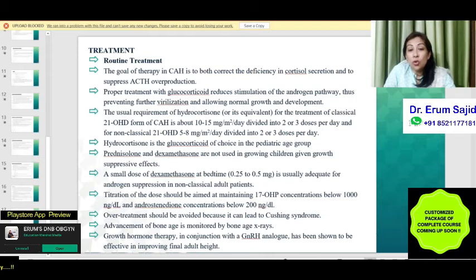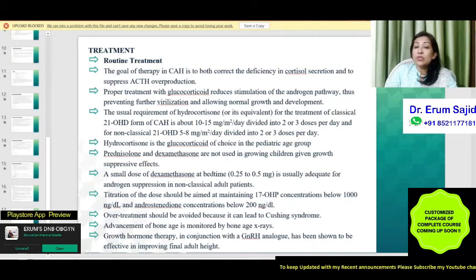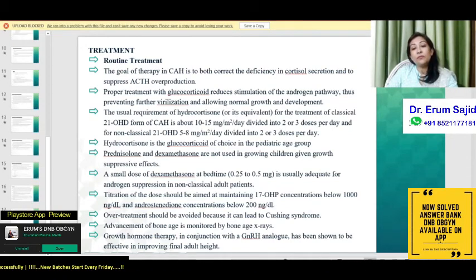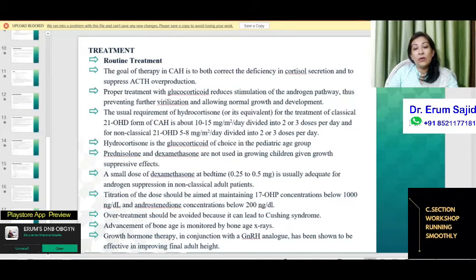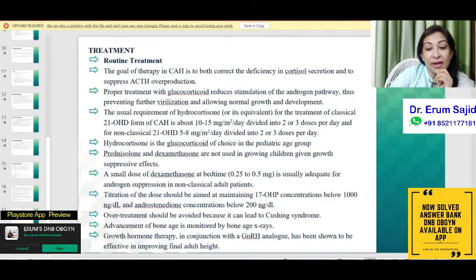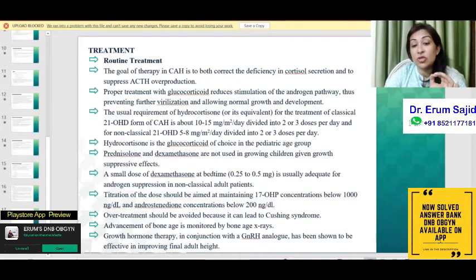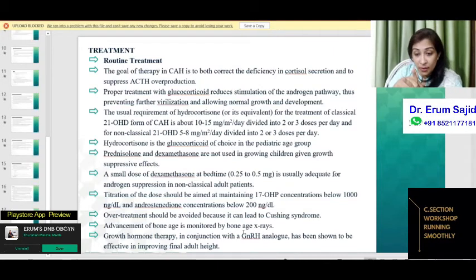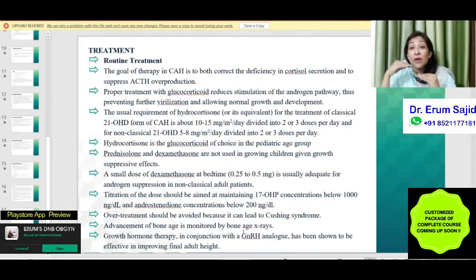Hydrocortisone is actually the glucocorticoid of choice. That's what you want to give. Prednisolone and dexamethasone are not used in growing children. They have some growth suppressive effects. The rest of the things are not so important. What was important, I've already told you. Let's skip it. One thing I would just like to tell you is that advancement of the bone age is monitored by bone age x-rays, which is very, very important. But sometimes you might require growth hormone therapy to affect the final adult height.